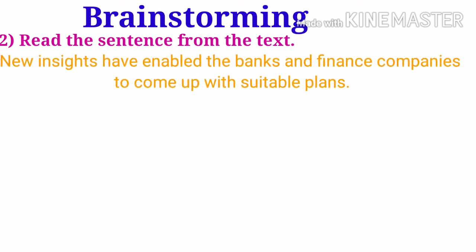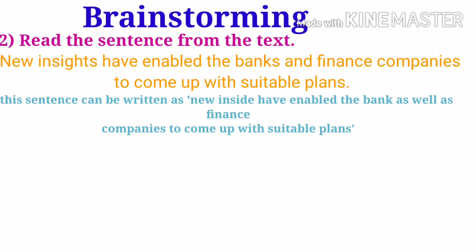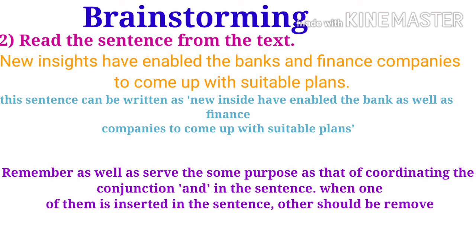Now see, read the sentence from the extract. New insights have enabled bank and finance companies to come up with suitable plans. This sentence can be rewritten as: new insights have enabled the banks as well as finance companies to come up with suitable plans. Remember, as well as serves the same purpose as that of the coordinating conjunction and. In the sentence, when one of them is inserted, the other should be removed. Got it, everybody? Now turn the page and see the next.